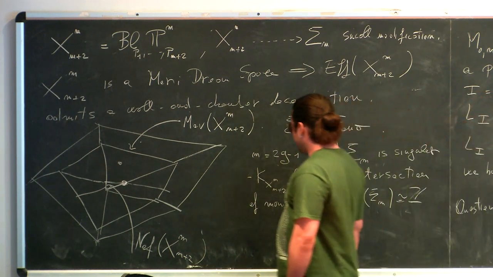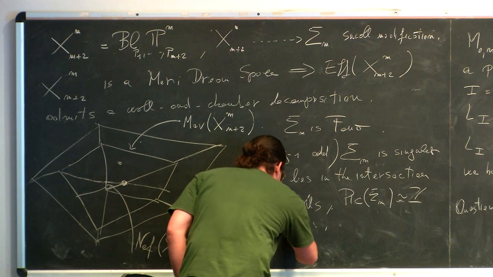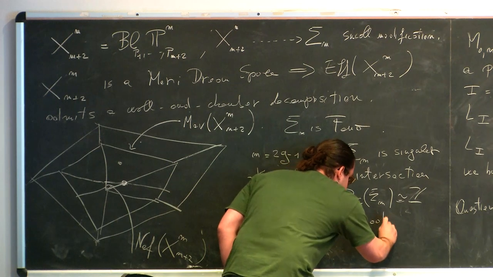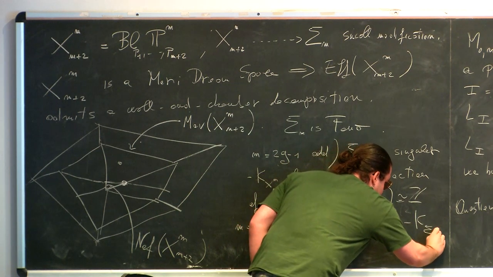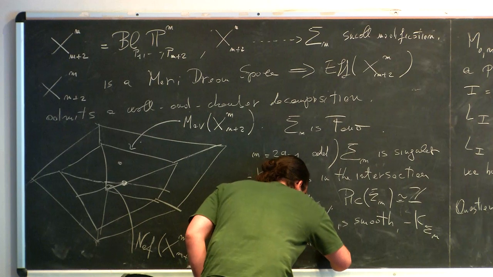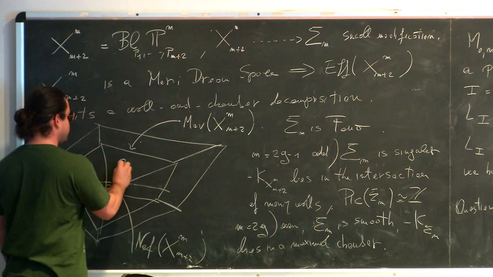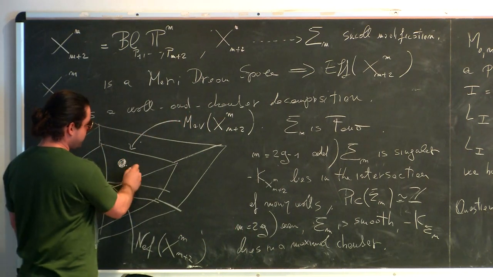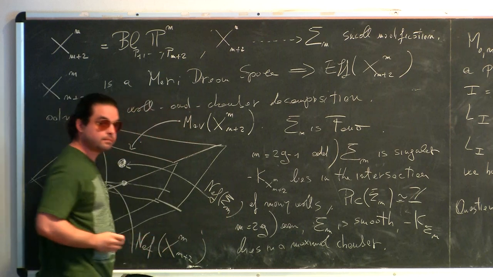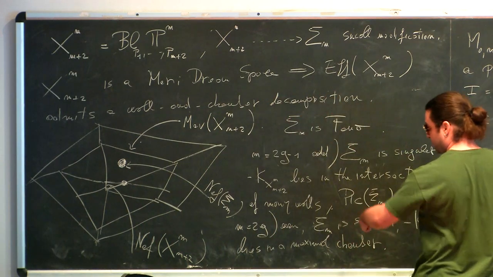Okay, but if m is equal to 2g, so it's even, then sigma m is smooth, and minus K sigma m lies in a maximal chamber. So it's inside a maximal chamber. And this maximal chamber, as I said, is going to be its nef cone. Okay? So, this is what happens.